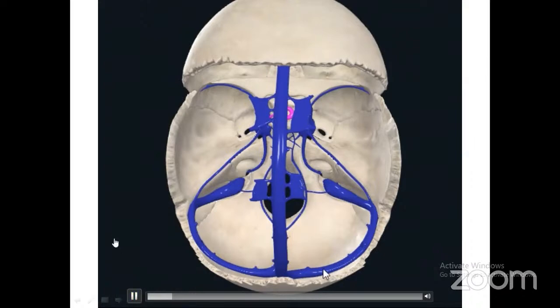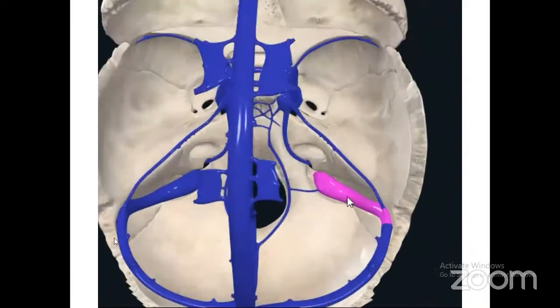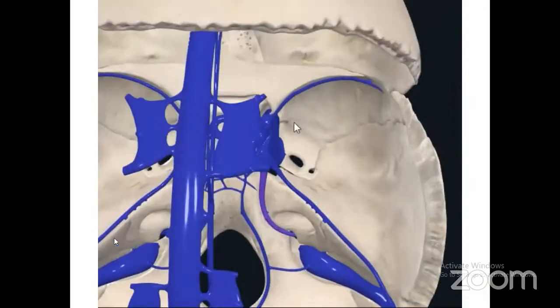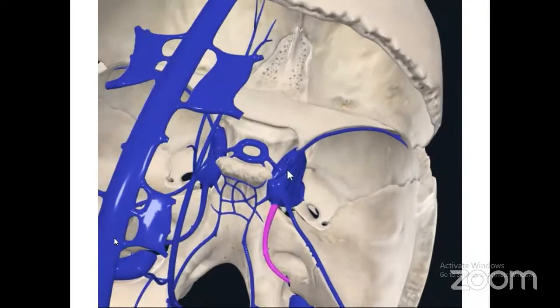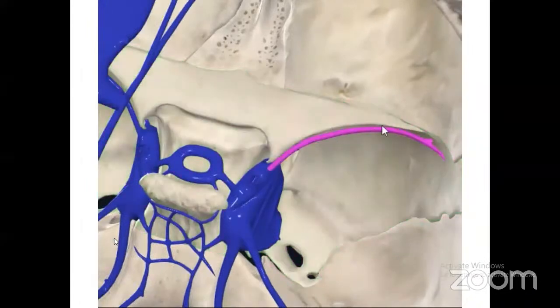So once you trace there, starting with the transverse sinus, then the sigmoid sinus, at the junction you will see the petrosquamous. Then along the petrous temporal bone, along the superior border, superior petrosal sinus, along the inferior border, inferior petrosal sinus. And on either side of the body of sphenoid, sella turcica, cavernous sinus. And beneath the lesser wing of sphenoid, you are seeing the sphenoparietal sinus.